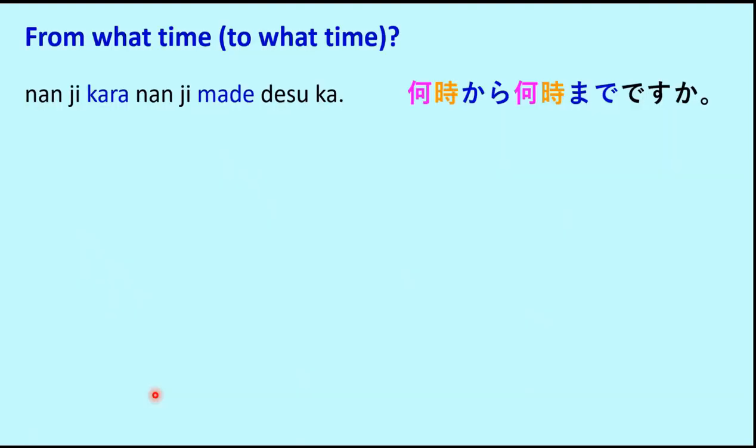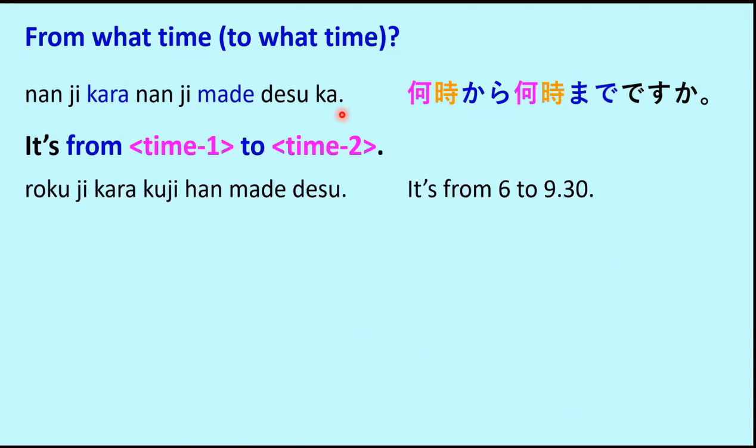So let's now, nanji kara nanji made desu ka? It means from what time until what time. So the answer will be, it's from time 1 to time 2. So in Japanese, it will be rokuji kara kuji han made desu. It's from 6 to 9:30. Very, very important and very, very easy as well. Rokuji kara kuji han made desu.